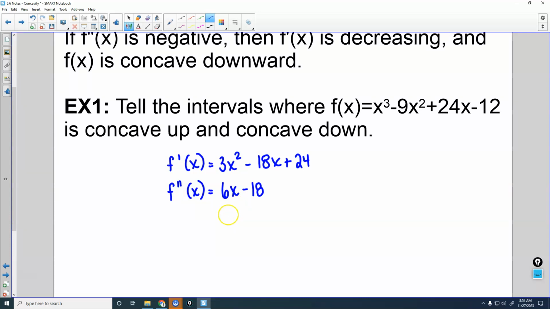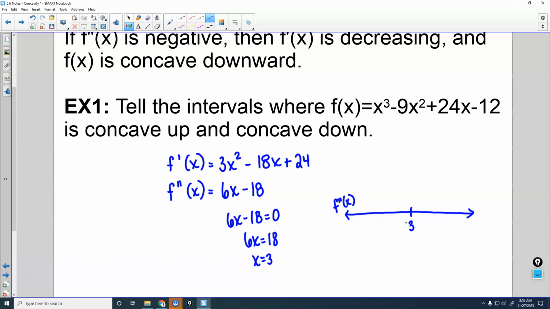So, if I set this equal to 0, then that's going to give me 6x equals 18, which is going to give me x equals 3. This is your really critical point, your second derivative critical point. So if I'm looking at that second derivative, 3 is the point where I might change concavity.